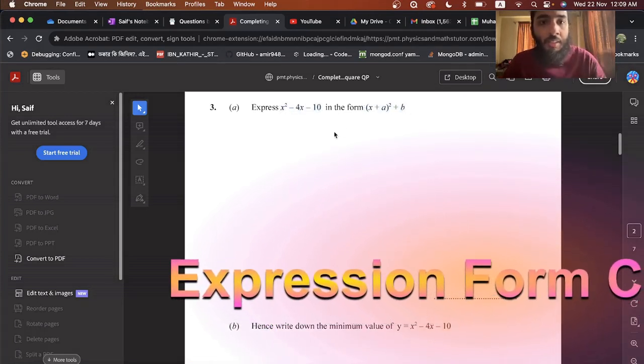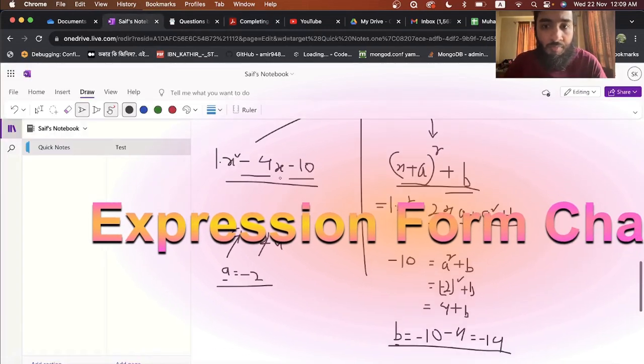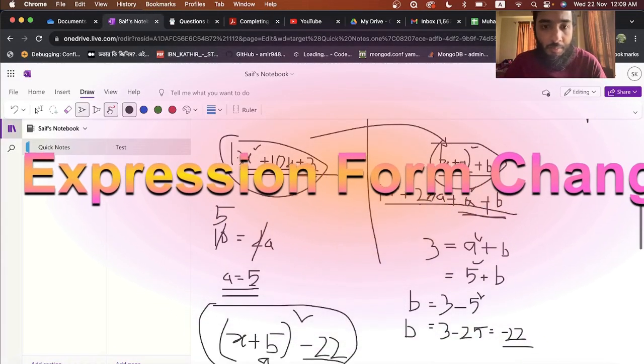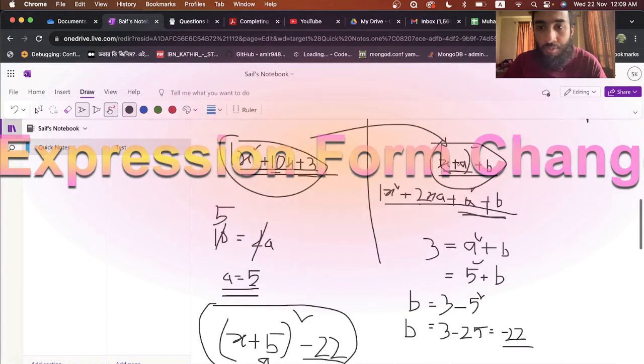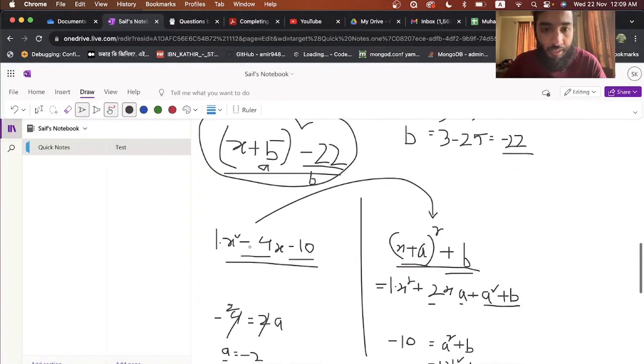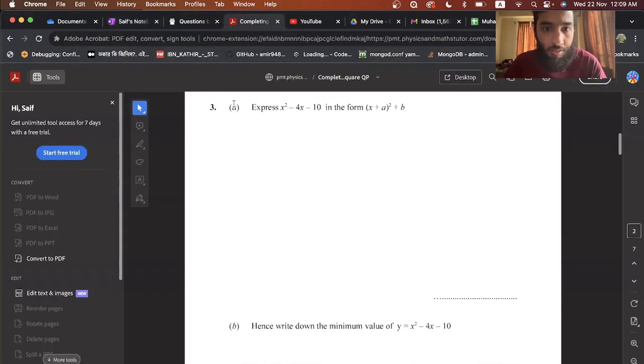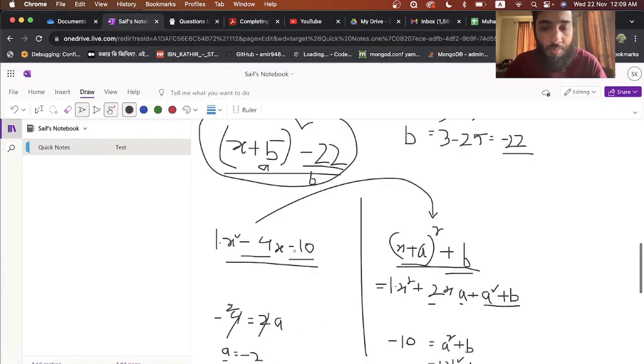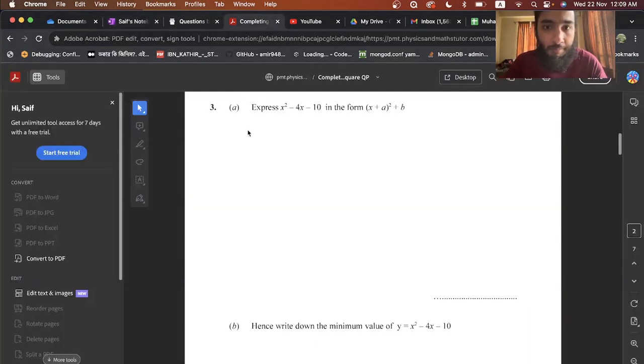We have already done the procedure of how you can do that. I have already done this particular portion, which is A, expressing x square minus 4x minus 10 in the form of x plus a whole square plus b. So you have to figure out the values of a and b and then express the equation in this form.